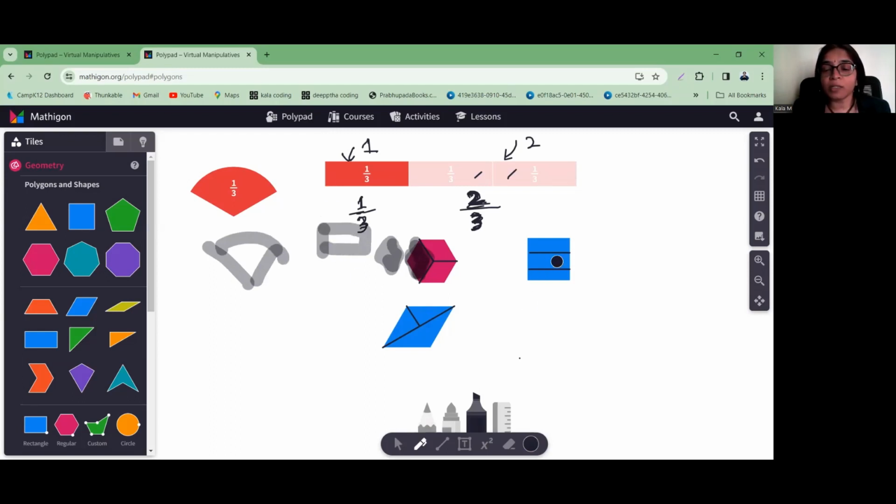Now, let's talk about this. A square is also cut into 3 equal parts. We have to consider 3 equal parts. And this piece is a 1/3. Now, let's come to this. This is a parallelogram. How many pieces does it have? 3 pieces. But does it form a fraction? No. You may ask me, why, ma'am? Why is this one not a fraction? Because, what did I say? A fraction is coming from division.